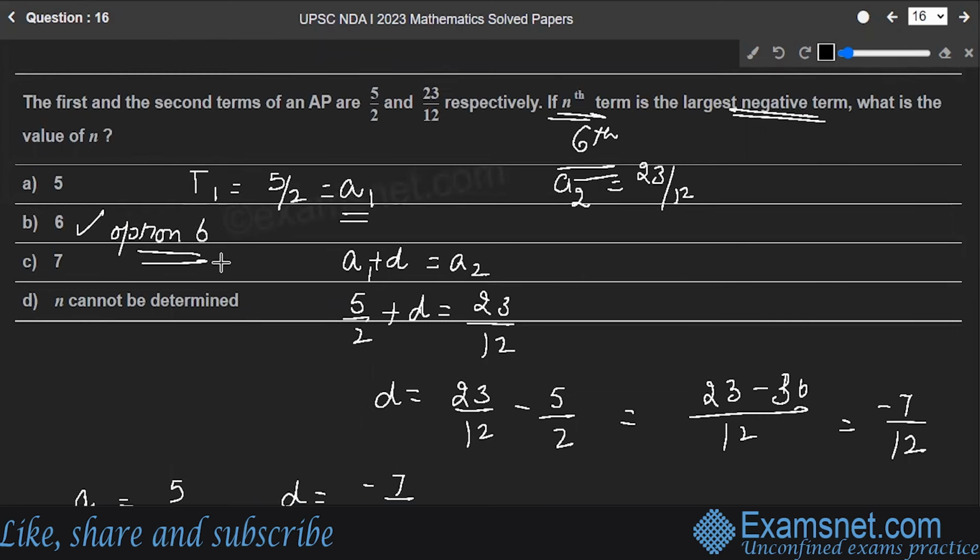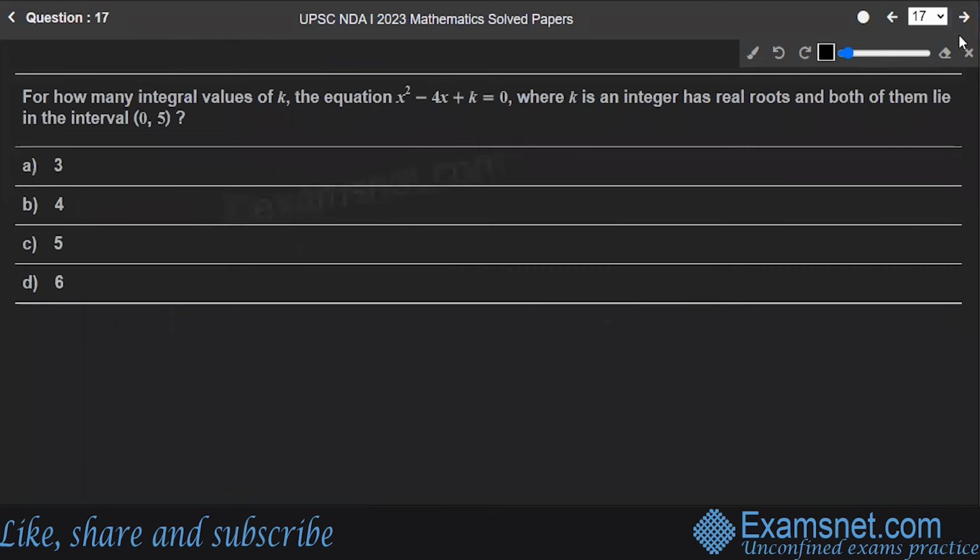Is that clear? Let's move to the next question, number 17. For how many integral values of k, the equation x squared minus 4x plus k is equal to 0, where k is an integer, has real roots, and both of them lie in the interval of 0 to 5.